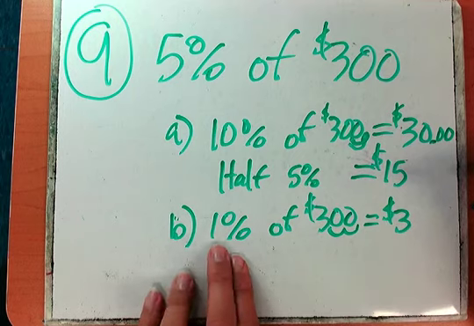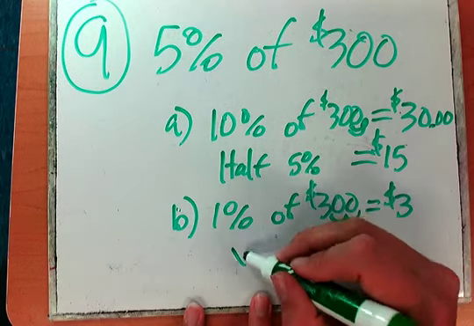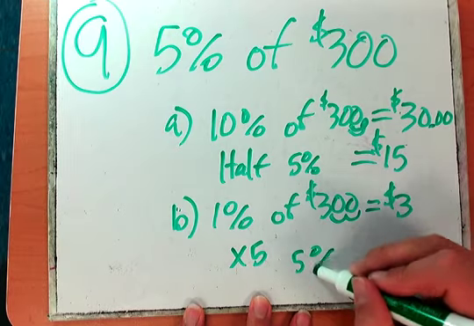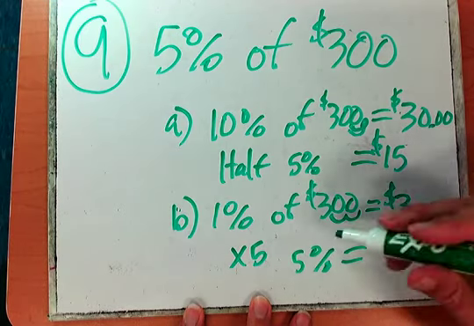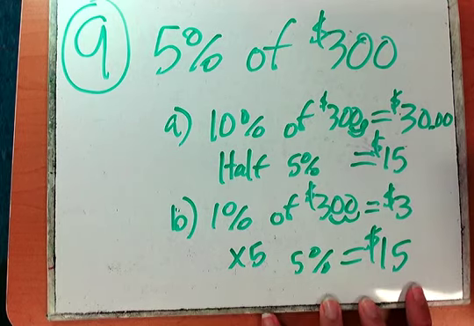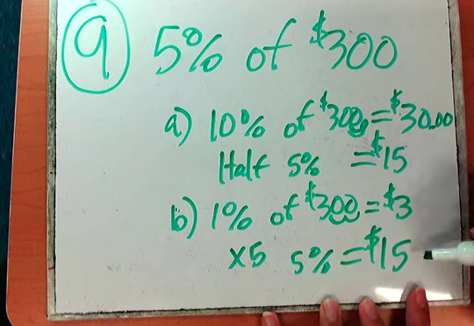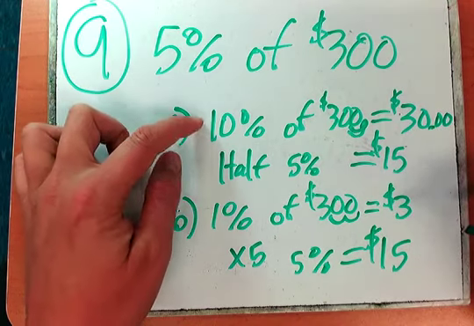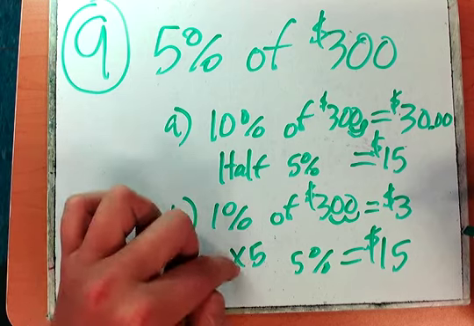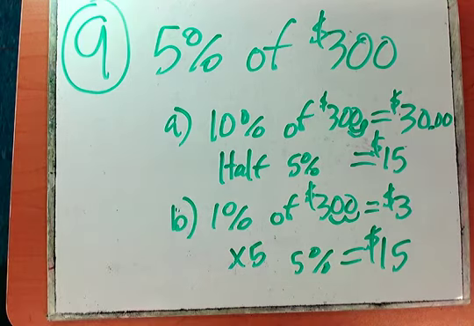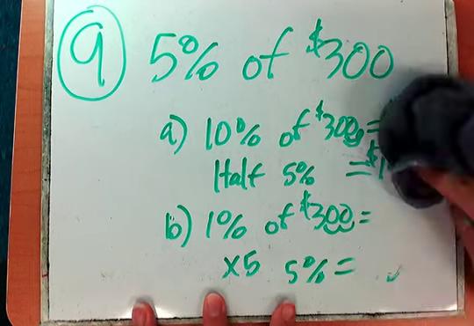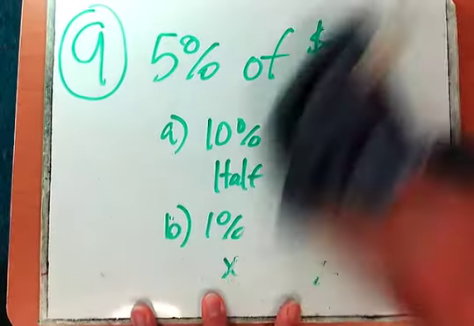Now, what do we need to do here to get to 5%? Well, we have to times by 5. So if I times by 5 to get 5%, then I times 3 by 5 to get 15, or $15. Same answer, different methods. In this one you scale down to 10% and then halve it. In this one you scale down to 1% and then multiply it by 5 to get 5%. Both of those things work. Two different methods to the same right answer. And let's go into question 10.